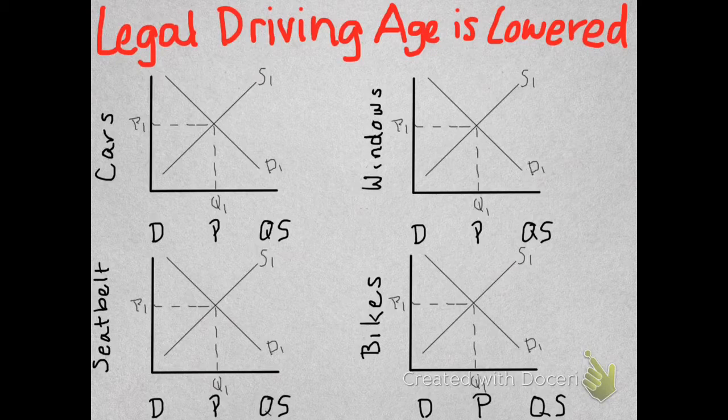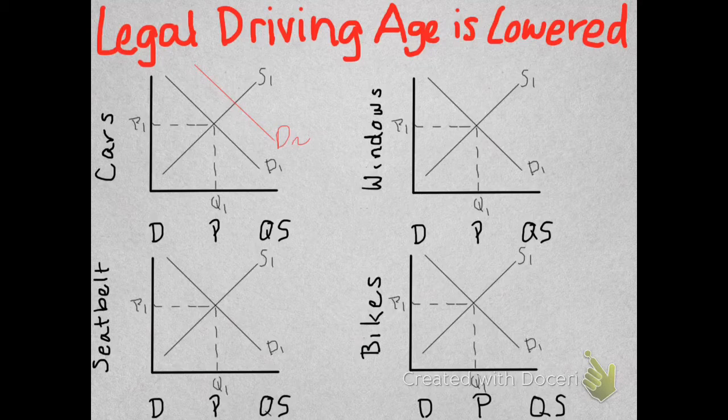Here's a situation that will help us explain what we've talked about. So if the legal driving age is lowered, the demand for cars will increase. They will increase because the number of consumers will increase. So, an increase is indicated by any movement to the right. A decrease is indicated by any movement to the left. Don't let your eyes deceive you.